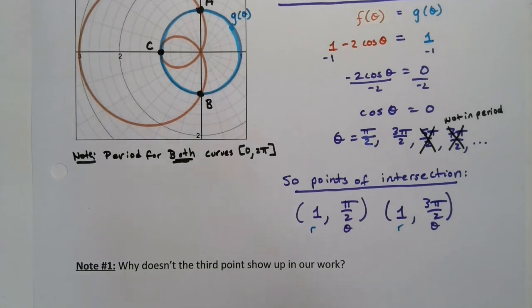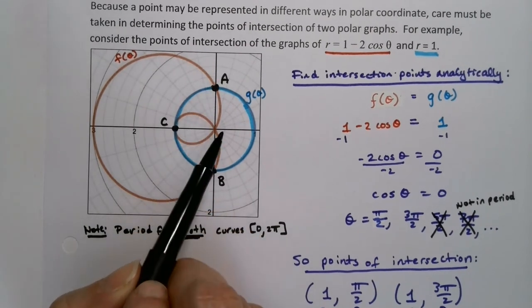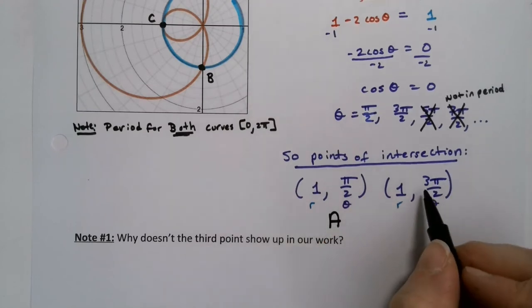So there's my points of intersection, but what points are these on the graph? 1 pi over 2 is A, right? So it's out at the 1 ring and it's at pi over 2. So this is letter A. 1 3 pi over 2 is B.